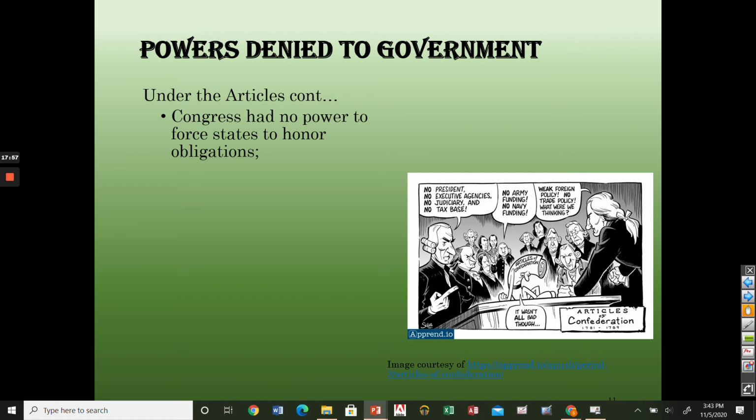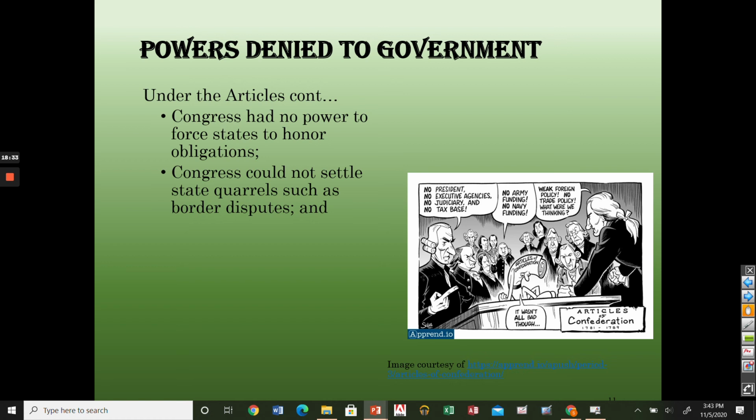Also, Congress had no power to force states to honor obligations. So a state might say, okay, at the new year, we'll send you $50,000 for the Continental Army. But if the new year comes around and the states don't pay, Congress couldn't do anything about it. They might write a letter complaining about it, but that was about it. They couldn't force the states to honor their obligations, which is ultimately why Congress could not settle state quarrels such as border disputes. Again, the Articles, on paper at least, gives Congress the right to settle border disputes, or at least to hear the disputes.